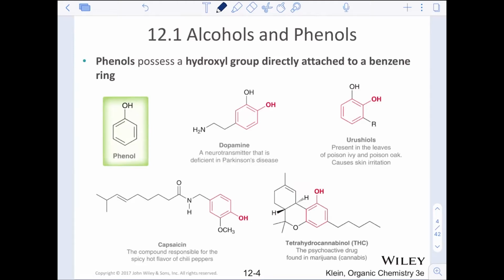Phenol is a benzene ring directly attached to that alcohol. And so phenol is a very interesting compound. We can see that benzene ring integrated into dopamine, the neurotransmitter that is actually the deficient molecule that is prevalent in Parkinson's disease. And we also see that it's in THC and capsaicin down there at the bottom. So we see phenols in naturally occurring things as well.